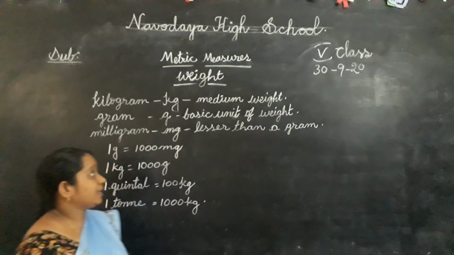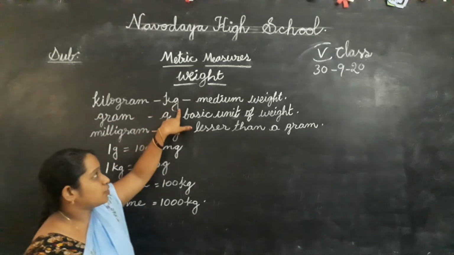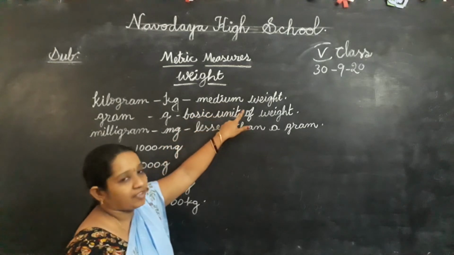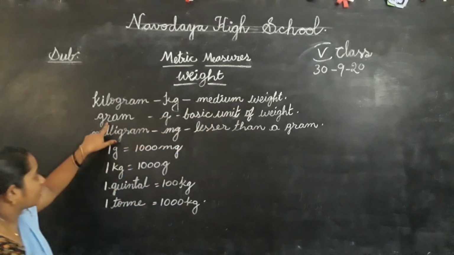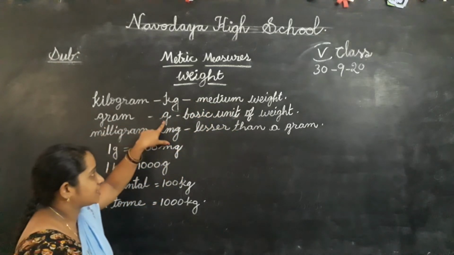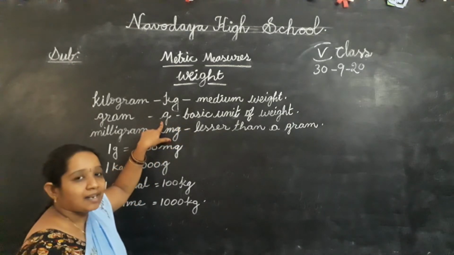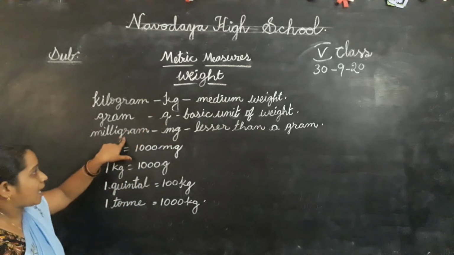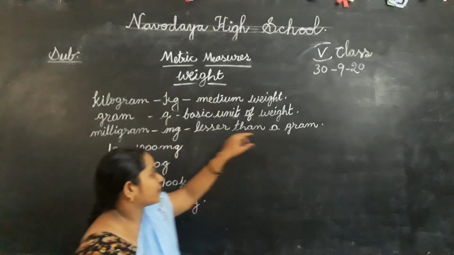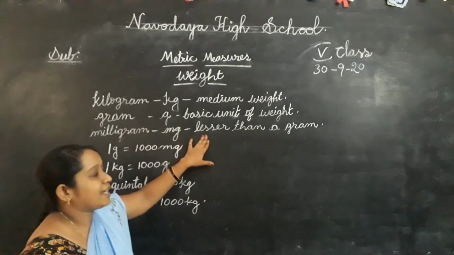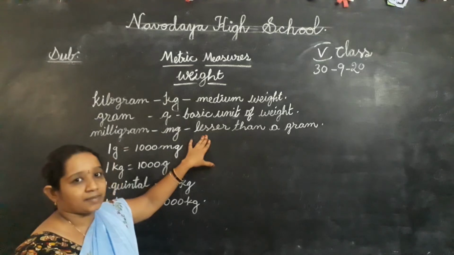Let us look here, children. Kilograms. Short form is kg. It is used to measure medium weights. Gram. Short form is g. This is the basic unit of weight. This is used to measure lesser weights. Milligram. Short form mg. Milligram is lesser than a gram. It is used to measure very small weights.